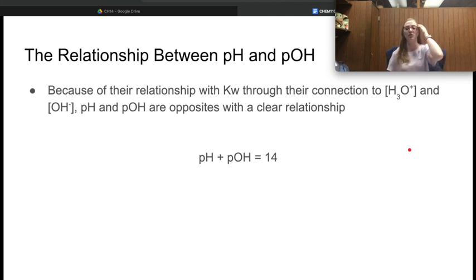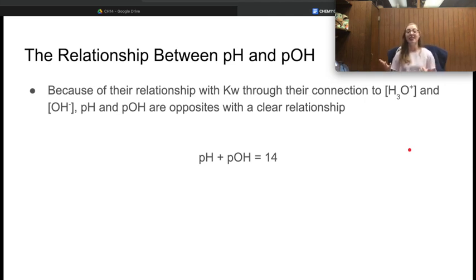However, I'm more concerned that you understand the relationship here. Because of their relationship with Kw through their connection to the concentration of H3O+ and the concentration of OH-, and how those two together make up that Kw value, pH and pOH are exactly opposite of each other with a very clear relationship. So pH plus pOH always equals 14. You can always go back and forth in any situation between pH and pOH by just subtracting from 14.